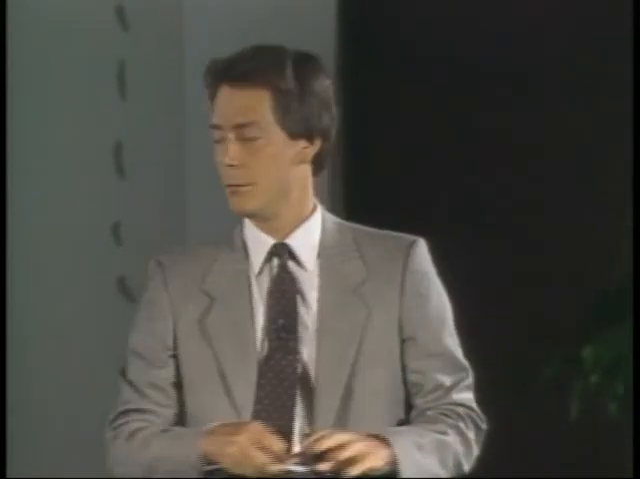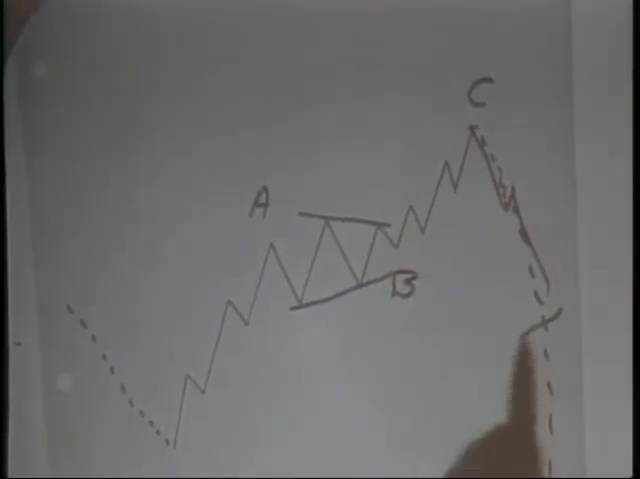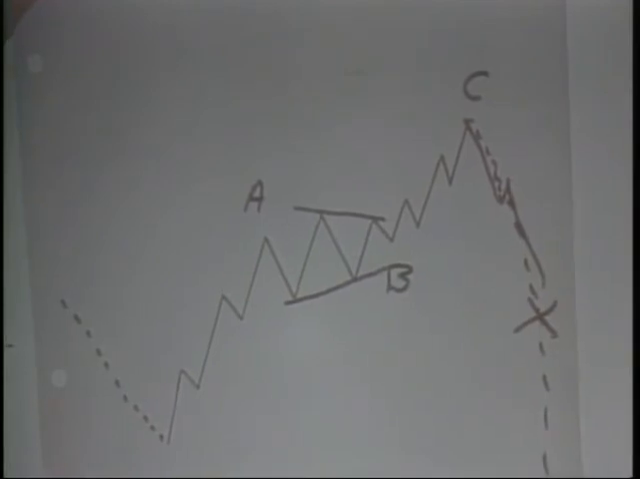One reason it's better to use a simple ABC count when you have a choice between counting something as an ABC or as a double zigzag, ABC x ABC, is that this could easily be followed by an X wave itself. X down to here, you see, and then another ABC pattern. And if you'd already counted it as a double zigzag, you wouldn't be expecting that to happen. In this case, it counts as a simple correction quite easily.